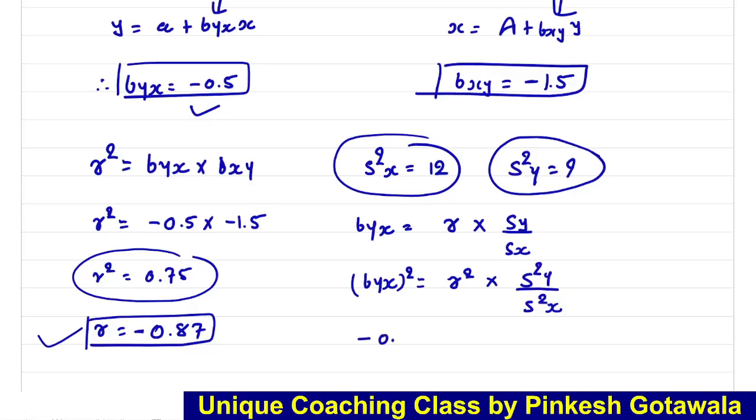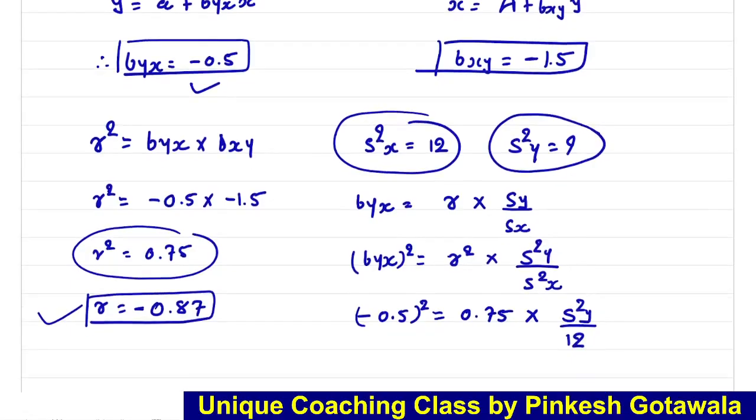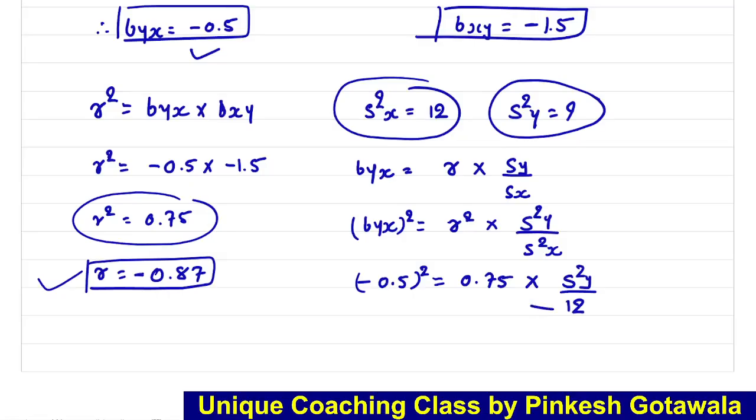Byx is minus 0.5, here r square is 0.75, x square y we want to find out, and x square x is 12. Look here, it becomes so simple. Now just take this 12 and 0.75 to this side, 0.5 square is 0.25, multiply by 12 and divide by 0.75. So we directly get the answer: 0.25 into 12 divided by 0.75, so the answer of x square y is 4.